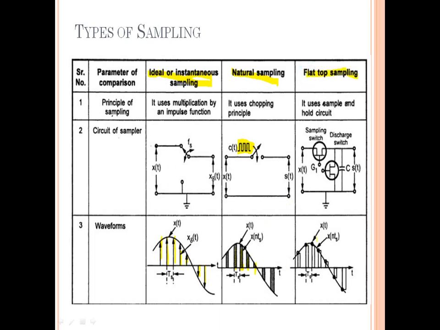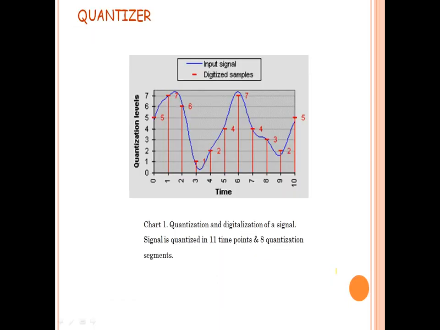Now flat top sampling is almost similar to the natural one, but the top of each pulse at the output will be flat. Here two switches are used, the sampling switch and the discharge switch. The capacitor will discharge through this, and the top of the waves will remain flat. So three kinds of sampling are there: ideal sampling, natural sampling, and flat top sampling. Basically flat top sampling is most common. It is done in PCM.